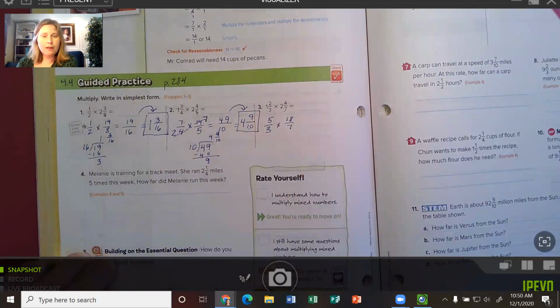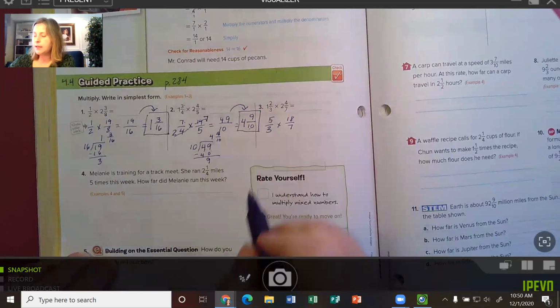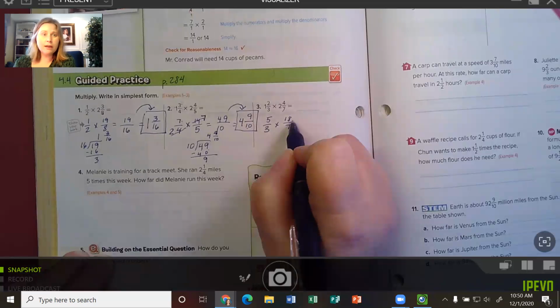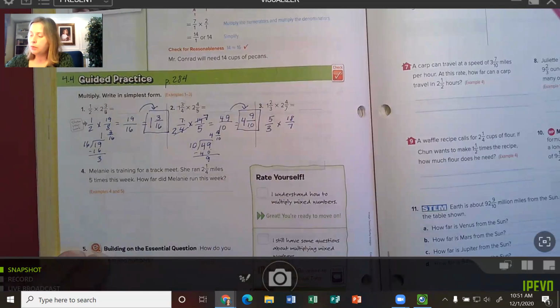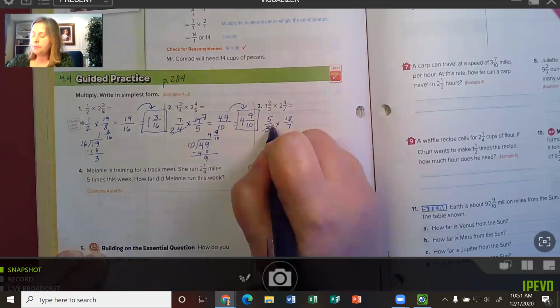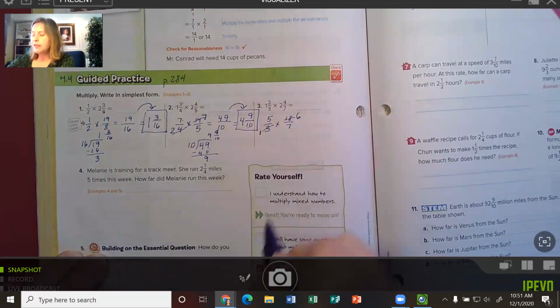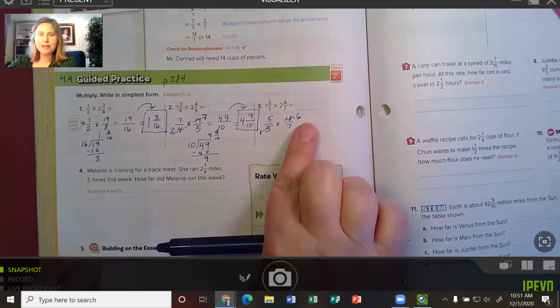5 and 7 do not have any common factors, so I can't cross cancel here. 3 and 18, they do have a common factor. What are they both divisible by? They are both divisible by 3. Okay, 3 divided by 3 is 1. 18 divided by 3 is 6. So that's going to give me a smaller number. I'd rather work with 5 times 6 than work with 5 times 18.